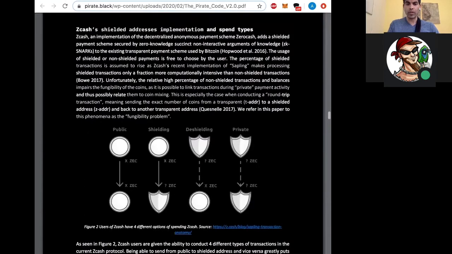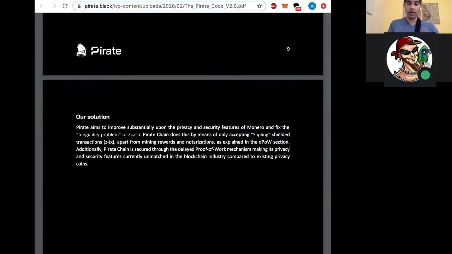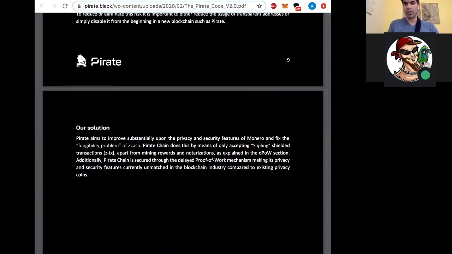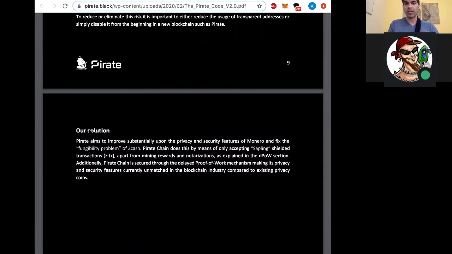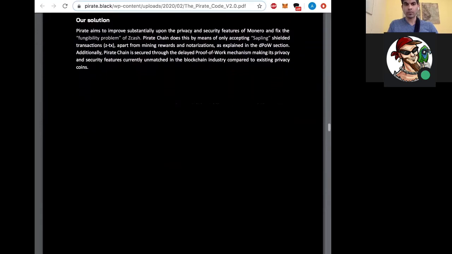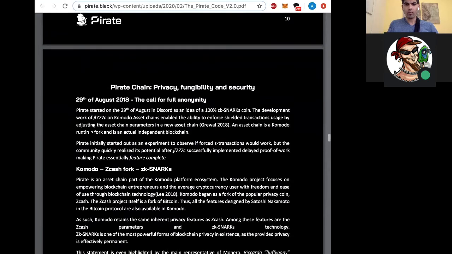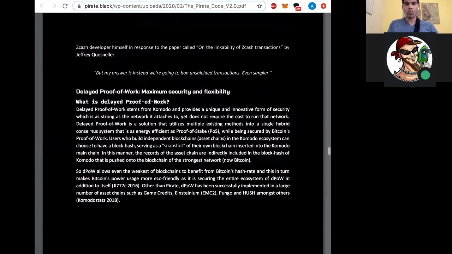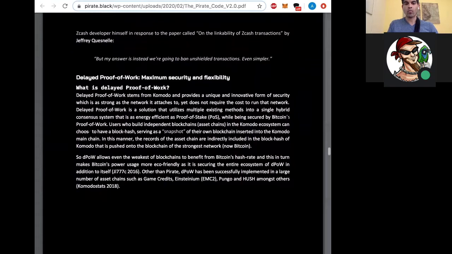Okay, that's good. And you do mention here that Pirate Chain is unmatched in privacy and security. Did you want to briefly touch on how the security aspect is unmatched as well? Yeah, sure thing. The reason security is unmatched is because we use Komodo's delayed proof of work, which essentially notarizes our transactions onto Komodo's blockchain, and then Komodo's blockchain's transactions are notarized onto Bitcoin's blockchain. So in other words, to 51% attack us, basically performing a Sybil attack, you would have to 51% attack us, Komodo, and Bitcoin simultaneously to pull it off.